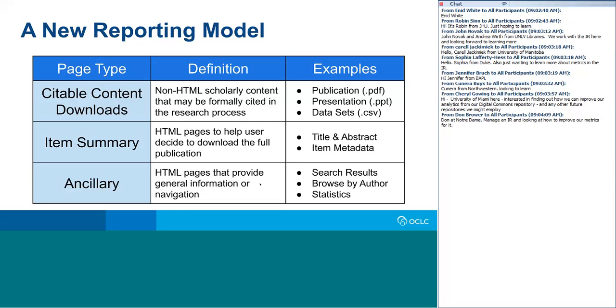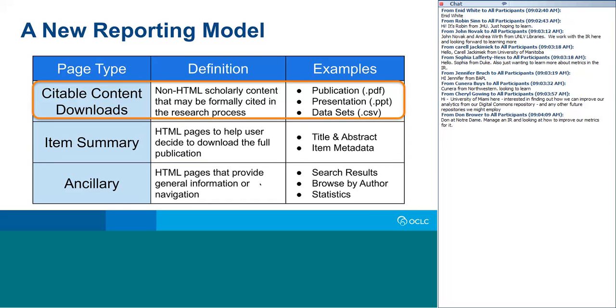The next category is the item summary pages. And these are also within the IR. These are also HTML pages, and we also consider them fairly low value. So they would be the page that you get to right before you see the actual publication. They would include the title and abstract, some metadata, and that all-important link to the item. These two, the ancillary and item summary pages, are what Google Analytics is very good at counting. But again, we consider them to be low-value pages because they're not the item themselves.